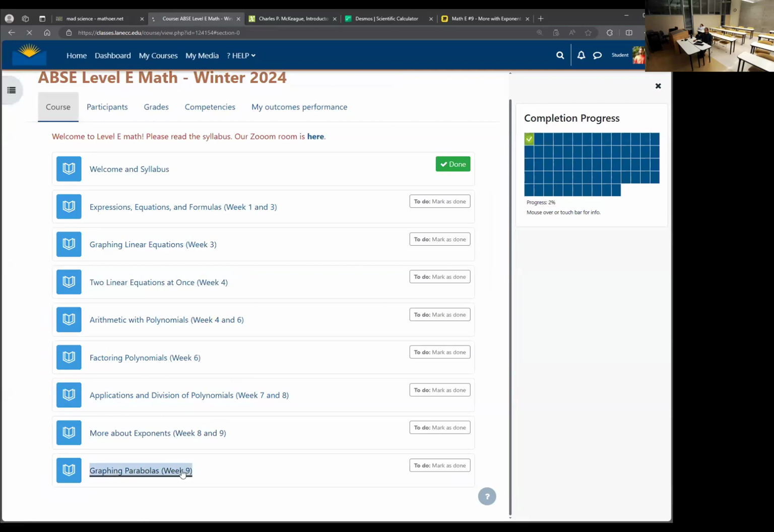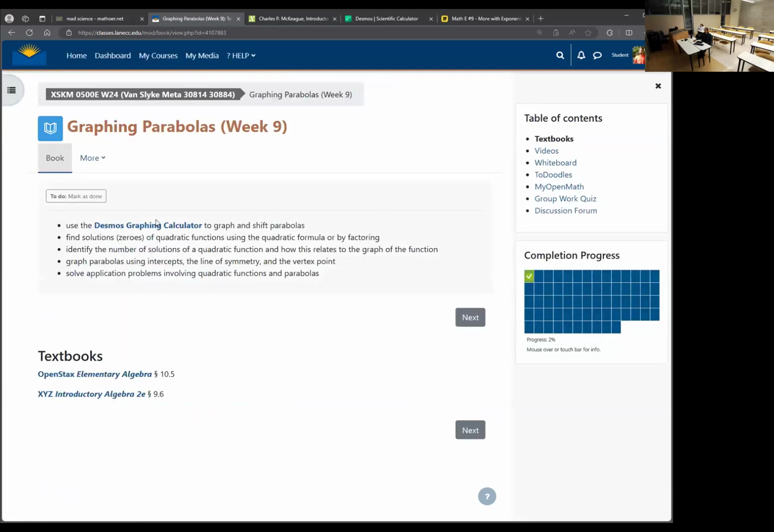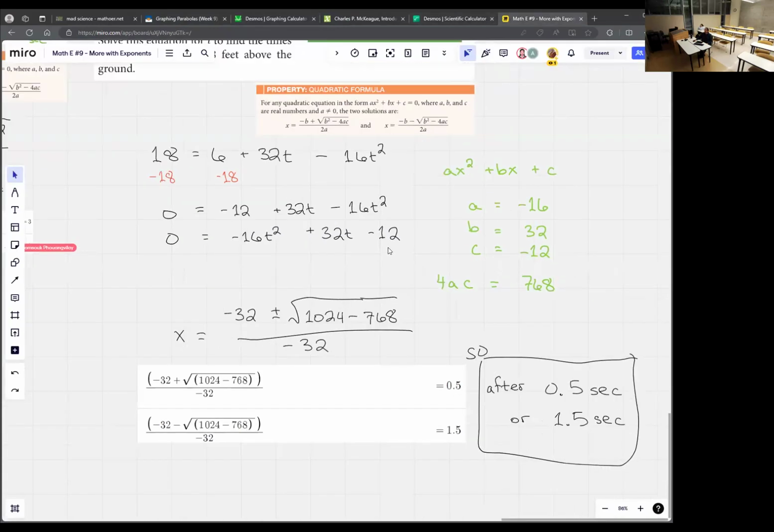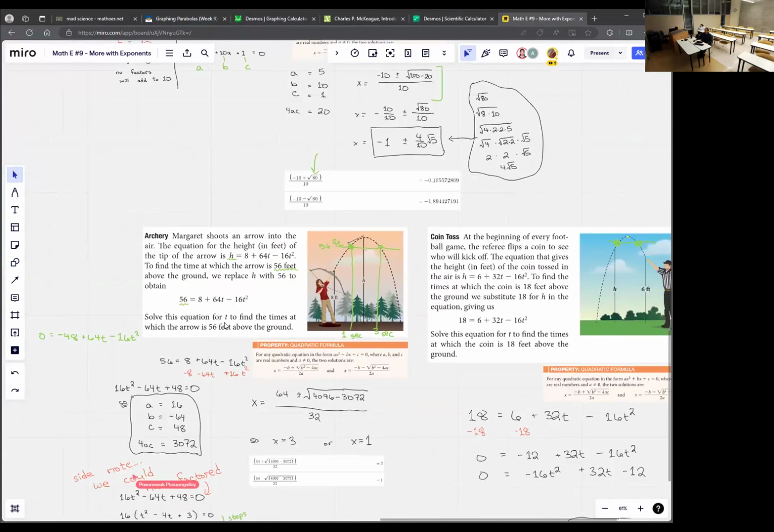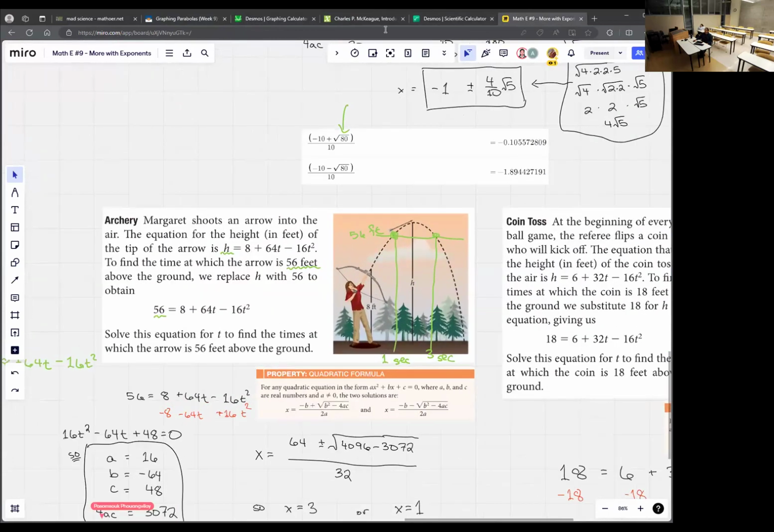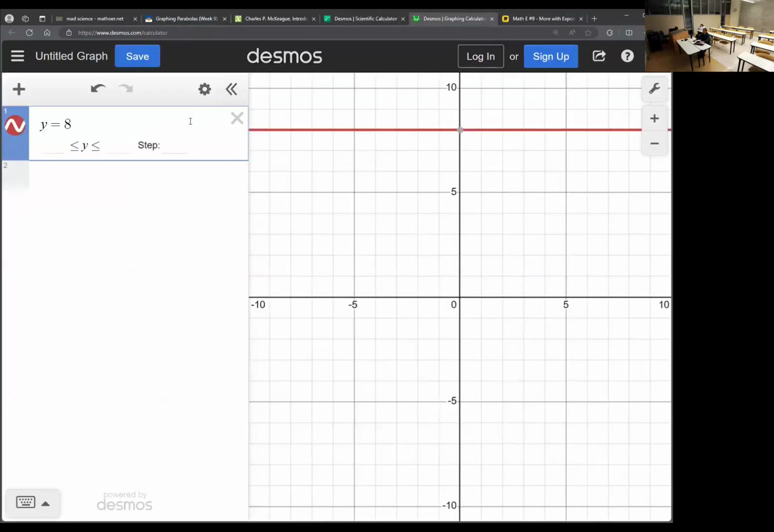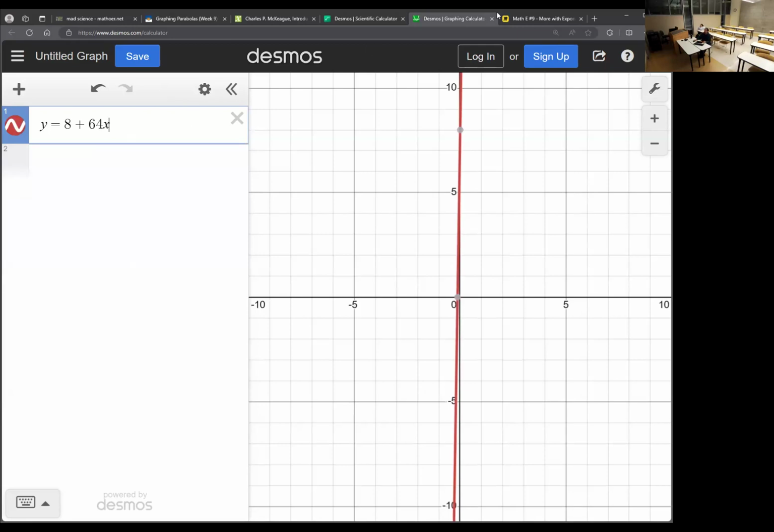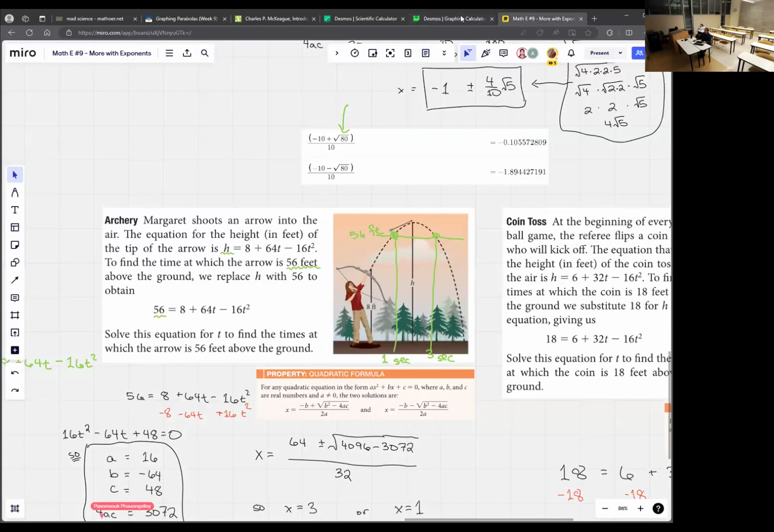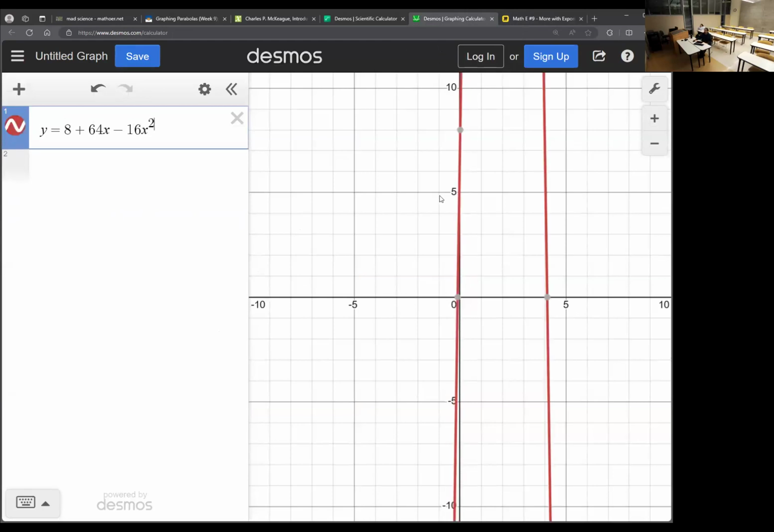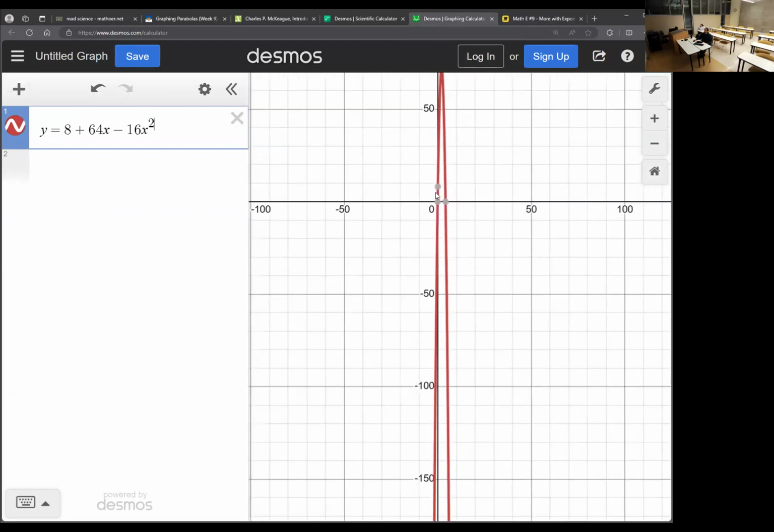And when I see you on Thursday, we'll do the very quick bit about graphing, which is fun. We're going to open this calculator and say, we can plug in, let's just grab the one we did. Y equals 8 plus 64x minus 16x squared. And whoa, we need to zoom in.